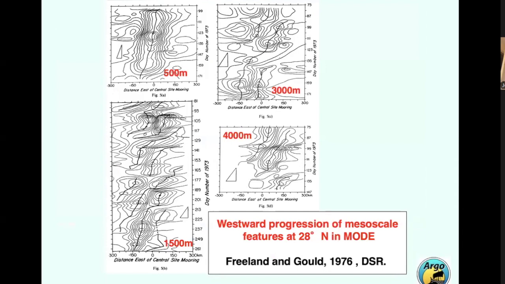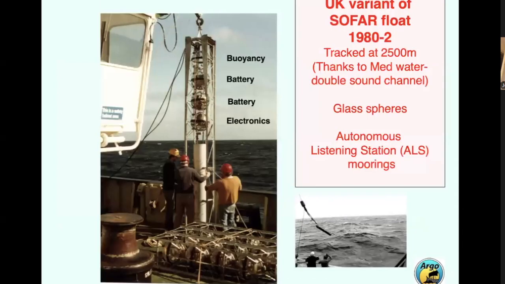And here is an analysis that Howard Freeland and I did on those float tracks from the MODE experiment at various depths and showing the propagation of eddies through the area. As time went on, those floats were tracked for a long period of time, and many more were deployed in the Western Atlantic. We also had some in the Eastern Atlantic.